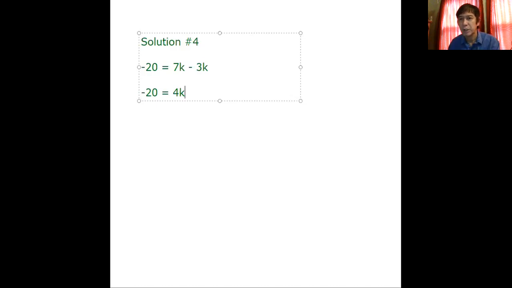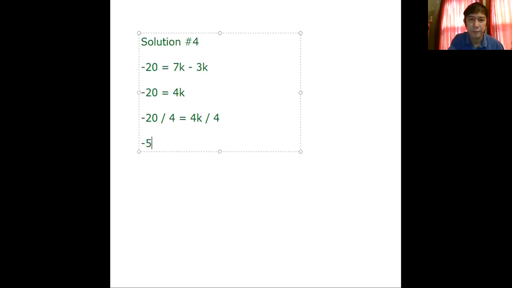We now have to make this simply k. Our objective now is to eliminate the 4 beside the k, and we can do that by way of division. So negative 20, we'll have to divide by the 4, and the right side, 4k, we will divide by the 4. Then comes the simplification part. Negative 20 divided by a positive 4 is a negative 5. And the right side is just k, because the 4 cancels out with the other 4, so we will have 1, and 1 times k is just k.